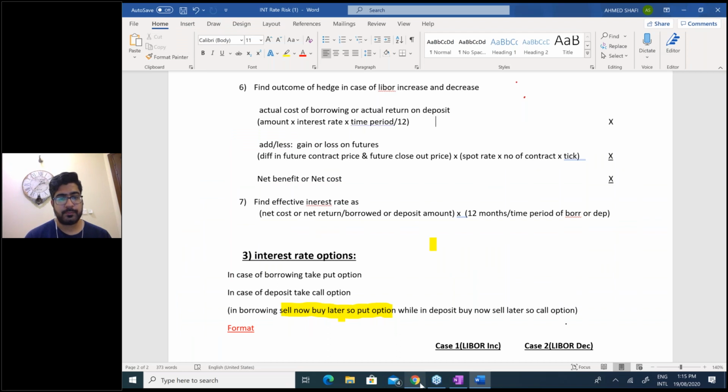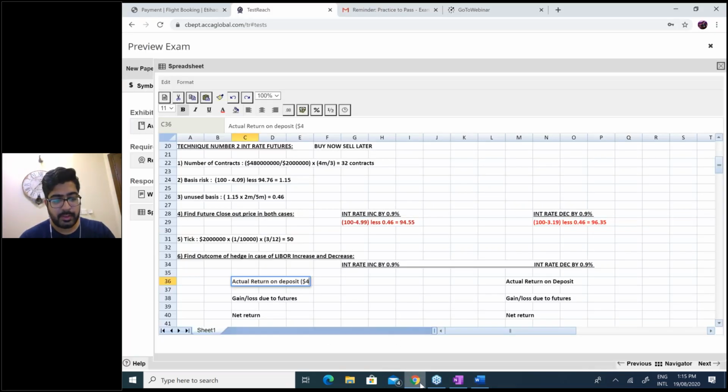Amount into interest rate into time period over 12. So what is the amount? 48 million. Interest rate: at what rate are you depositing? 4.09% is the current interbank rate. You are doing the case where it increases by 0.9, becomes 4.99, but you can deposit at 20 basis points, 0.2% less. So remember, as you did before, 4.79%. 48 million is the amount into interest rate. You can deposit at interbank rate 4.09 less 0.2%, 3.89. But if it increases by 0.9, becomes 4.79, into time period 4 months over 12 months. We have calculated this before, this makes it $766,400.